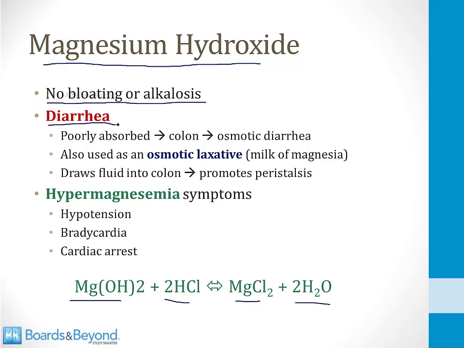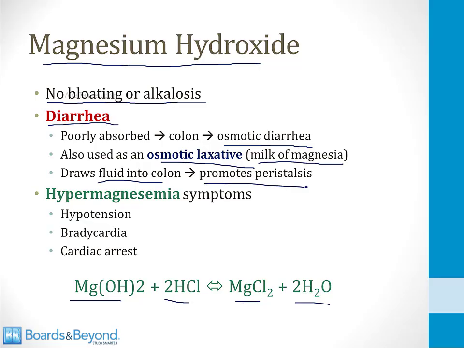It's poorly absorbed, so when it gets to the colon, it functions as an osmotic agent and draws water into the colon, and this can create an osmotic diarrhea. This creates an alternative use other than an antacid for magnesium hydroxide, and that is as an osmotic laxative. You may have heard of milk of magnesia. This will draw fluid into the colon, promote peristalsis, and help patients to move their bowels when they have constipation.